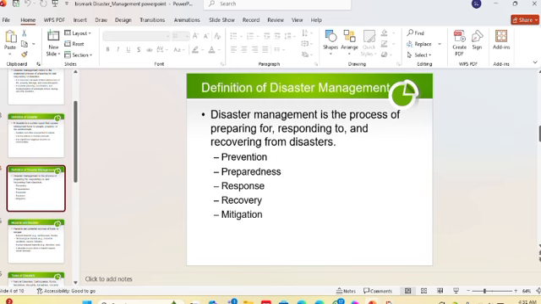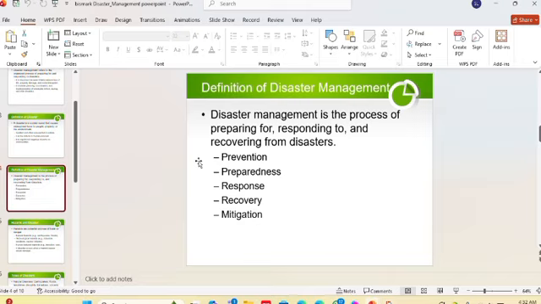Then we come to the definition of disaster management. Disaster management is the process of preparing for, responding to, and recovering from disasters. And we have here the steps, or phases. First one we have prevention. Second one preparedness. Third one response. And fourth one recovery and mitigation.